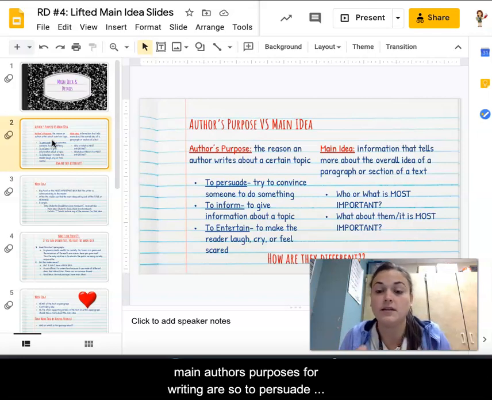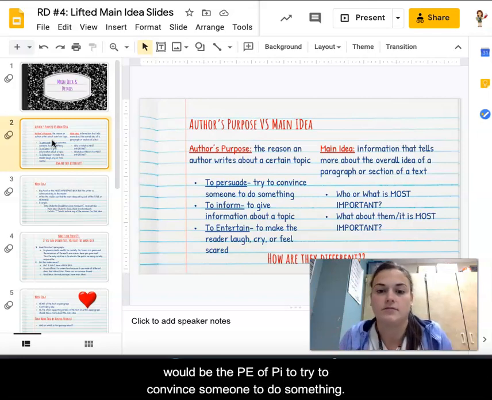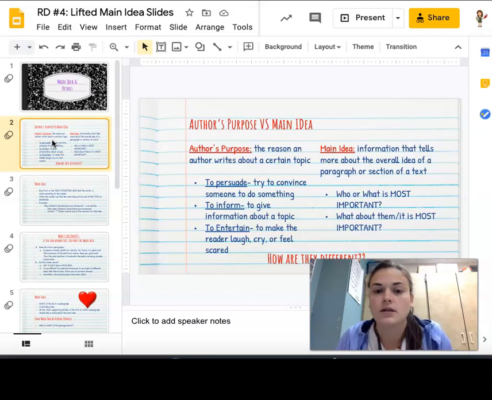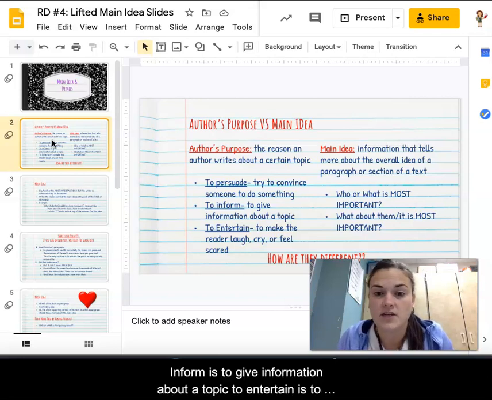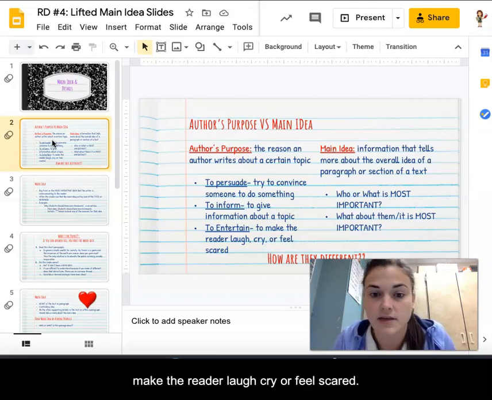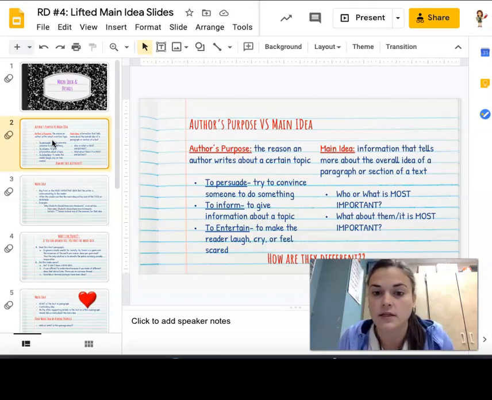To persuade would be the P of PIE, to try to convince someone to do something. To inform is to give information about a topic. To entertain is to make the reader laugh, cry, or feel scared.